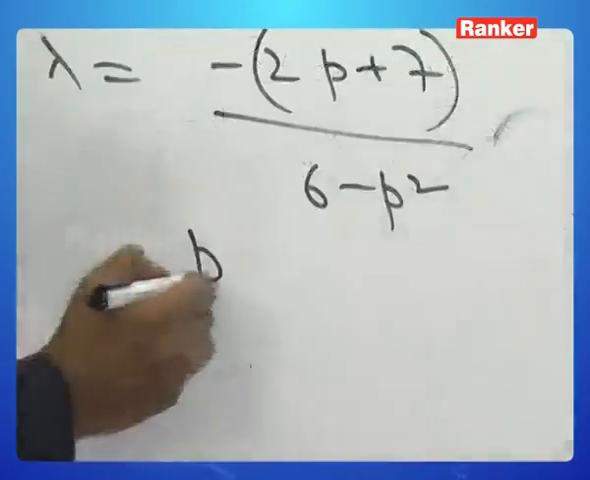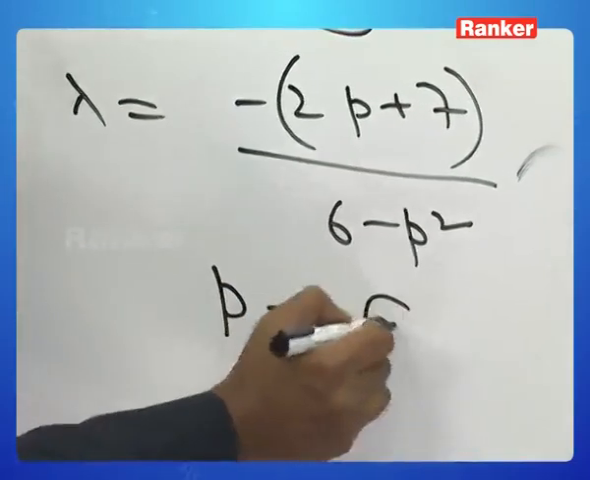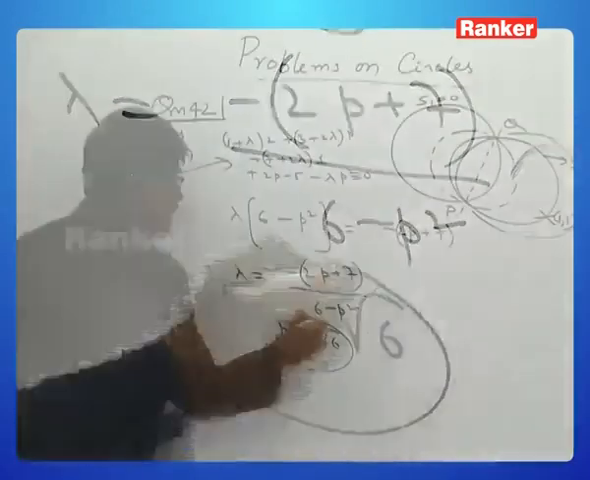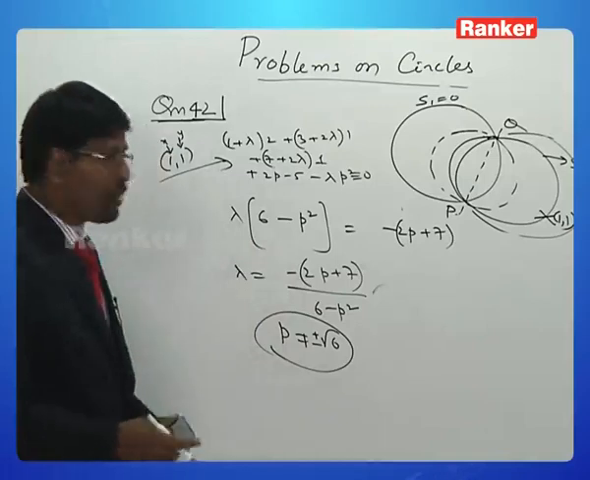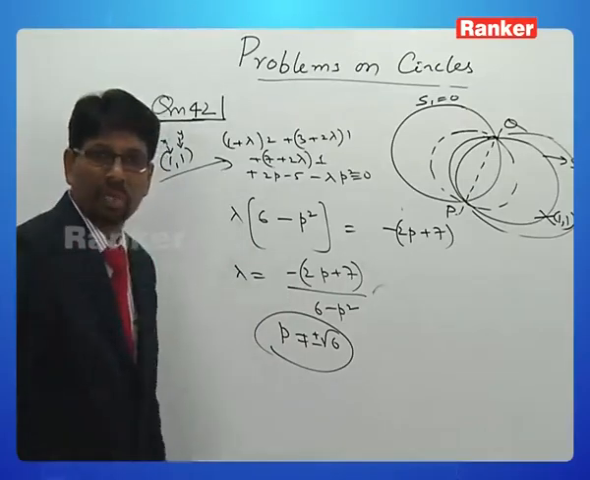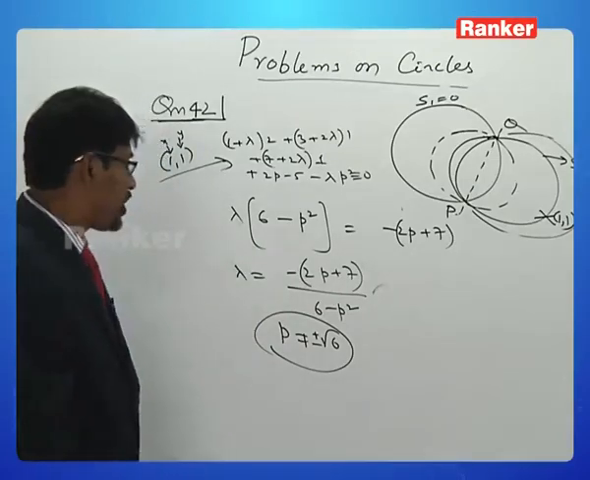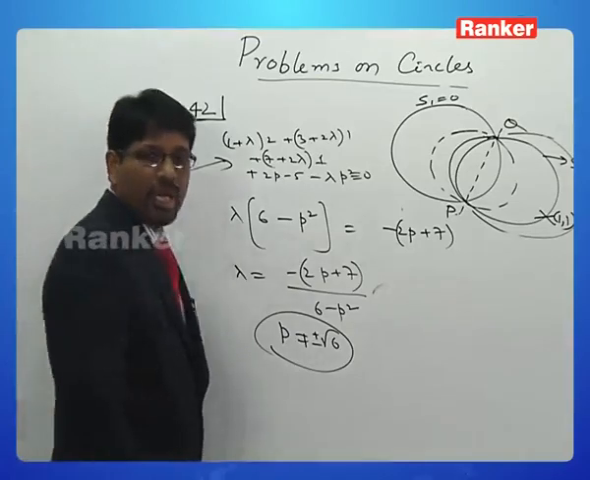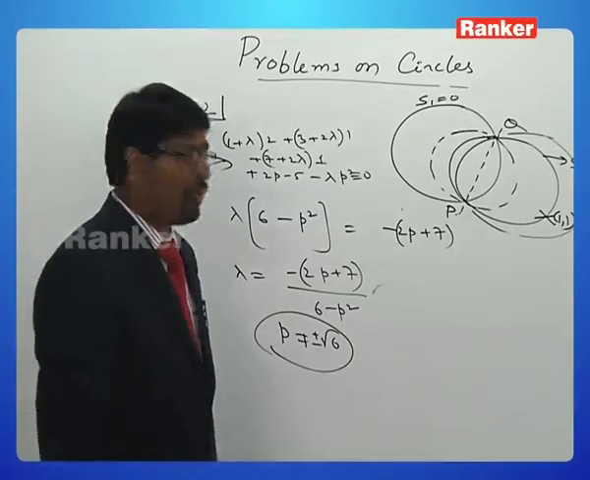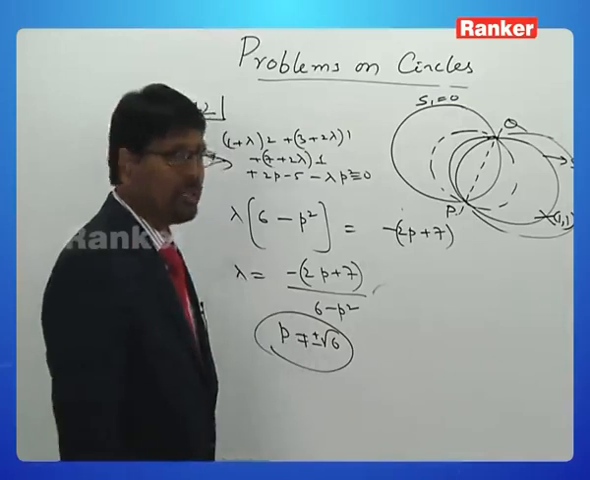So, p should not be plus root 6 or minus root 6. So, a possible value of lambda we can get only when p is not equal to plus root 6 and p is not equal to minus root 6. So, except for two values of p, we will always be able to find a lambda.